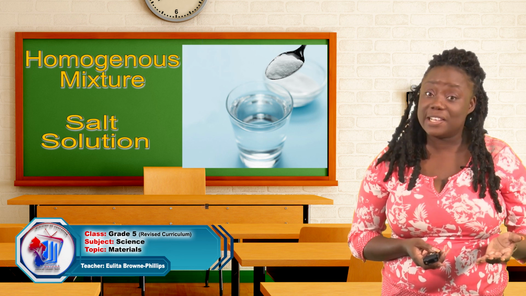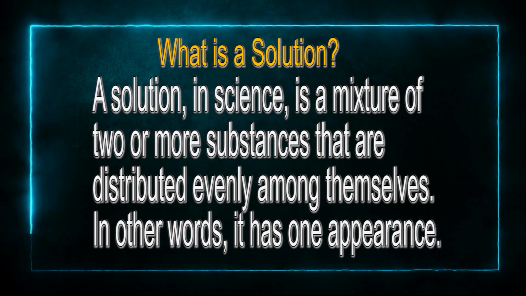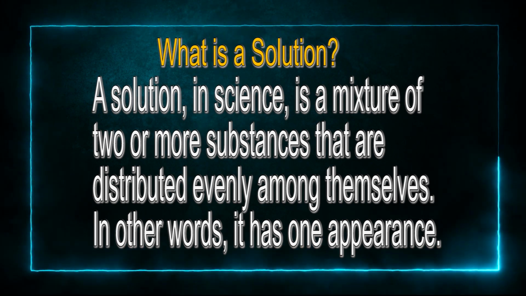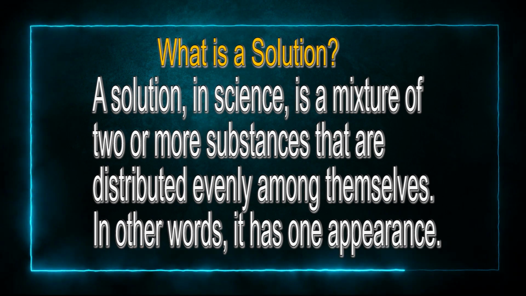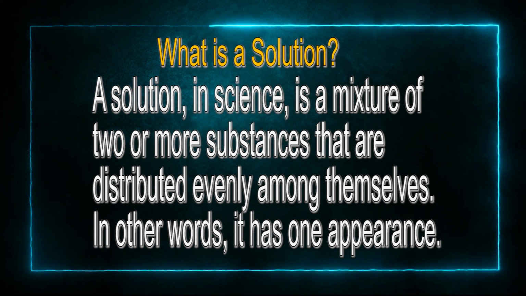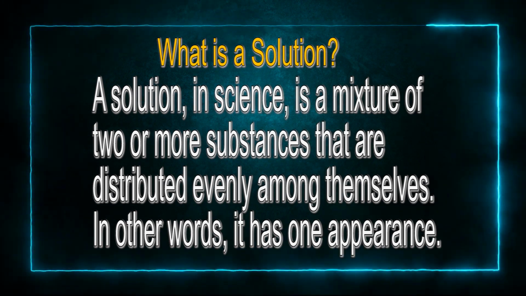Let's zoom in a little closer. Today we will be focusing on mixtures where we cannot see the substances when they are combined together. Such mixtures are called solutions. What is a solution? A solution in science is a mixture of two or more substances that are distributed evenly among themselves. In other words, it has one appearance.